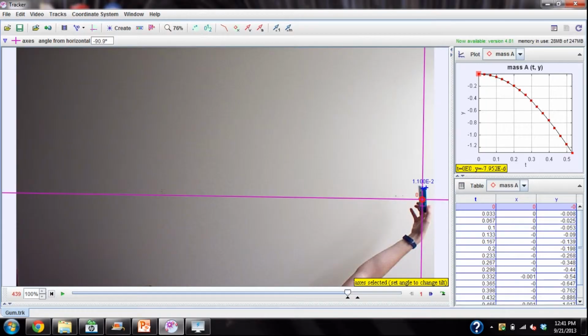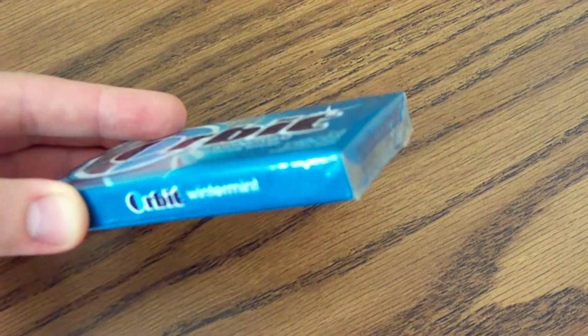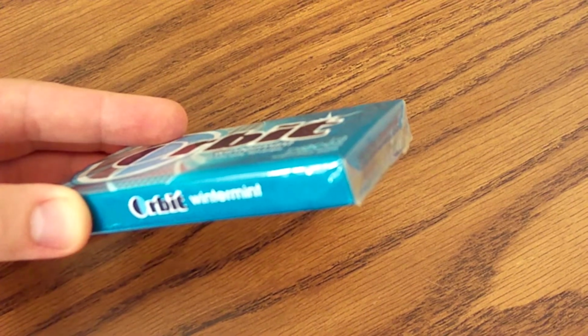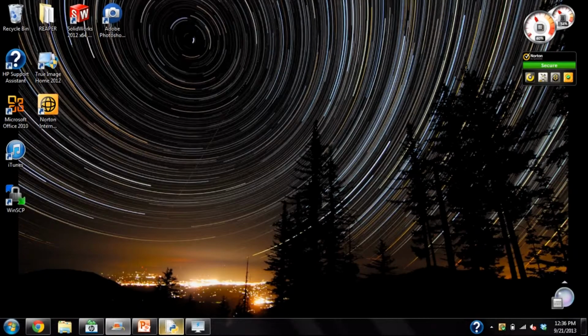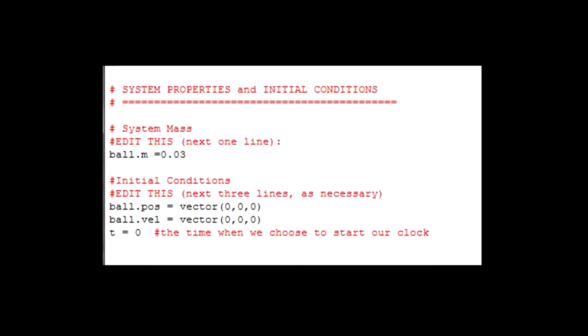I simply aligned the coordinate axes in Tracker to the object's motion so that it fell in the negative y direction. I also measured the side of the gum package and entered that length into Tracker as a calibration stick. To create my model, I entered my information into VIDLE. I put in a mass of 0.03 kilograms and an initial position and an initial velocity of 0.